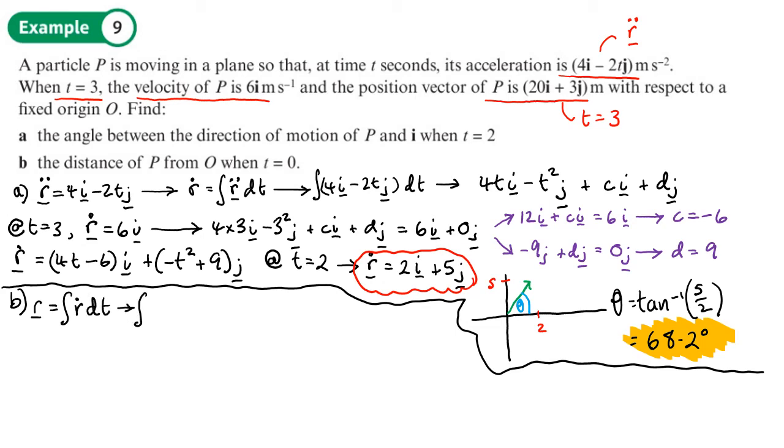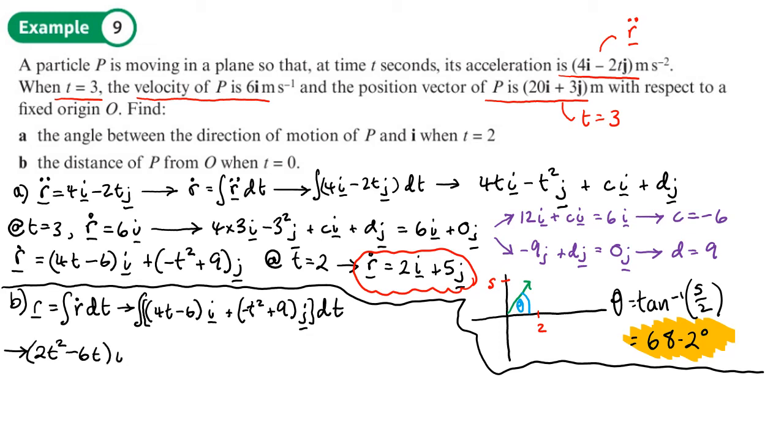That means we're going to integrate (4t minus 6)i plus (negative t squared plus 9)j with respect to t. So let's do that. So 4t will become 2t squared, so 2t squared. Negative 6 will become minus 6t.